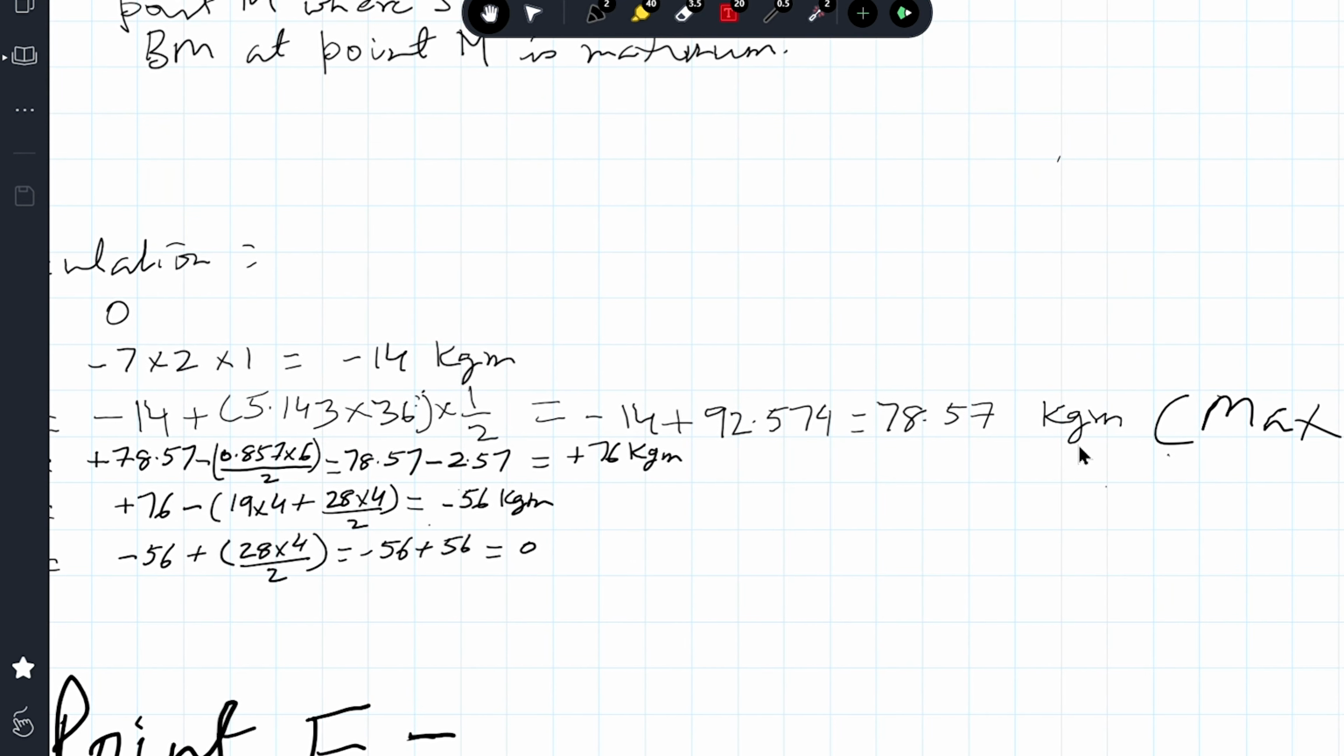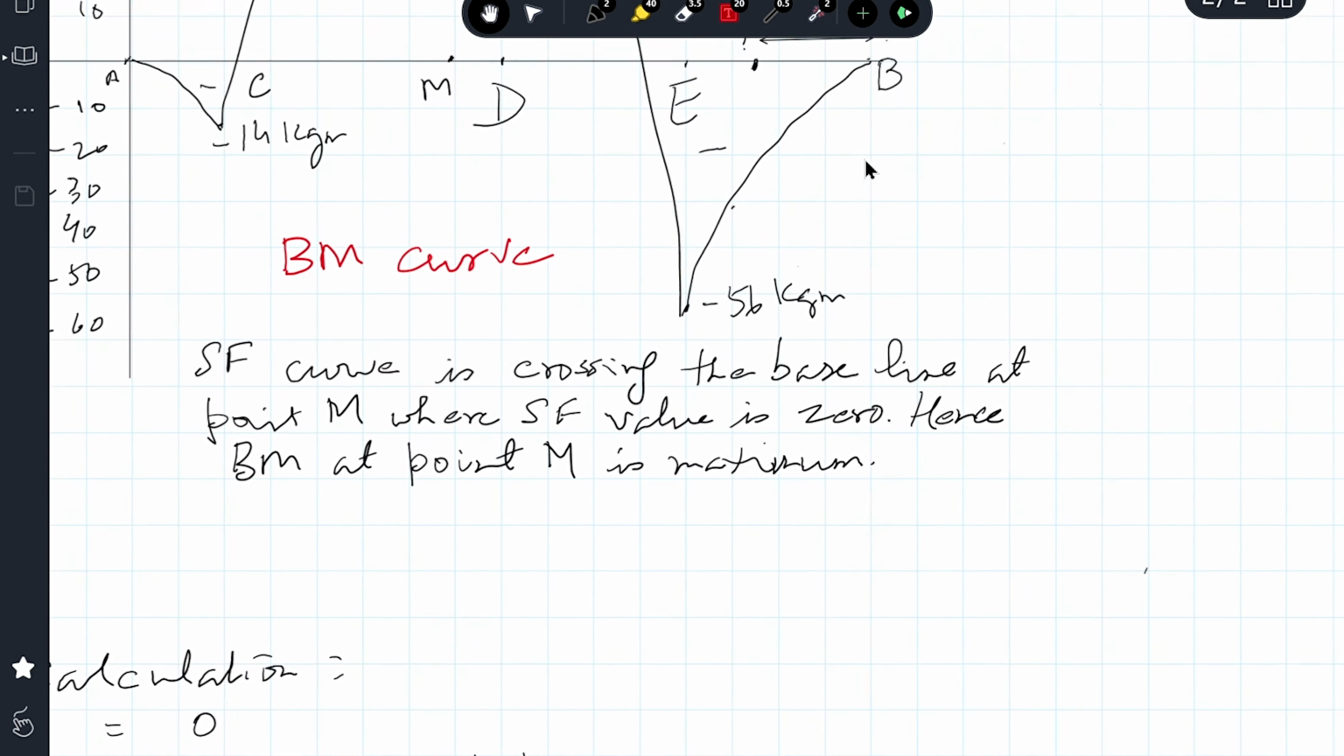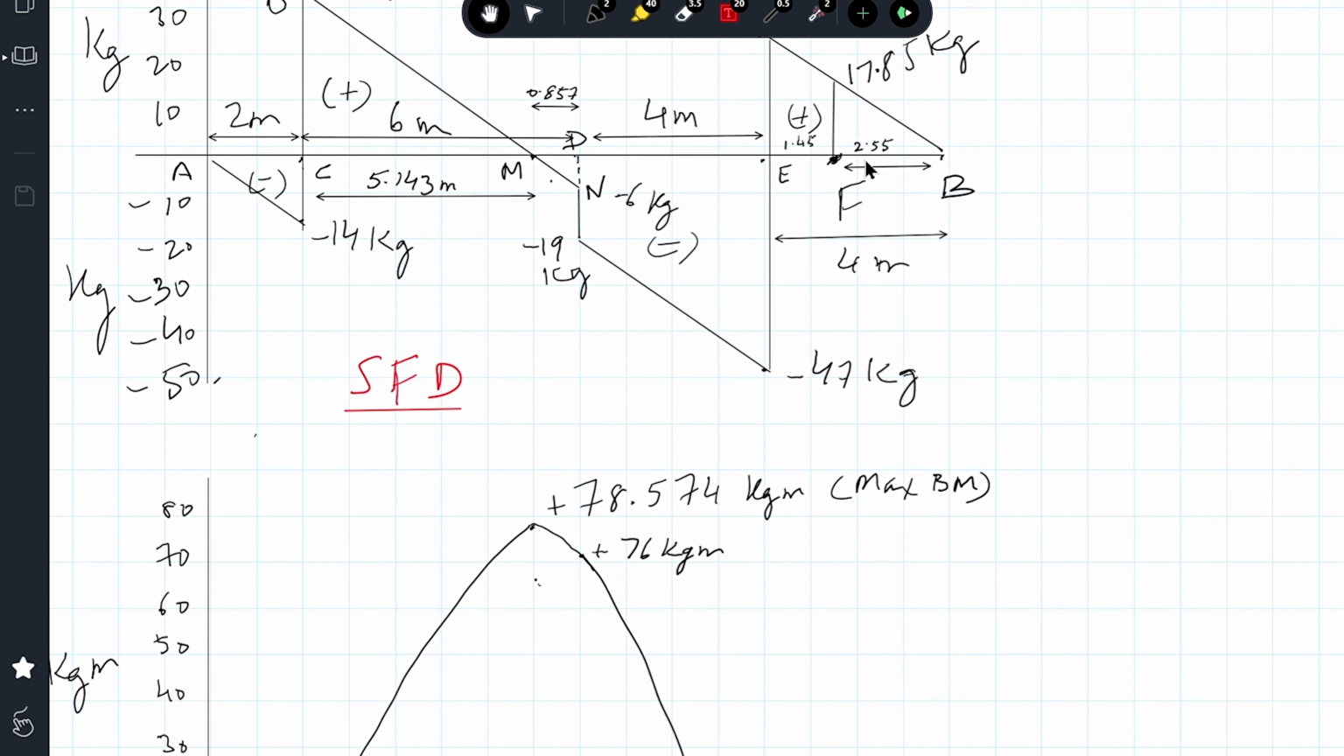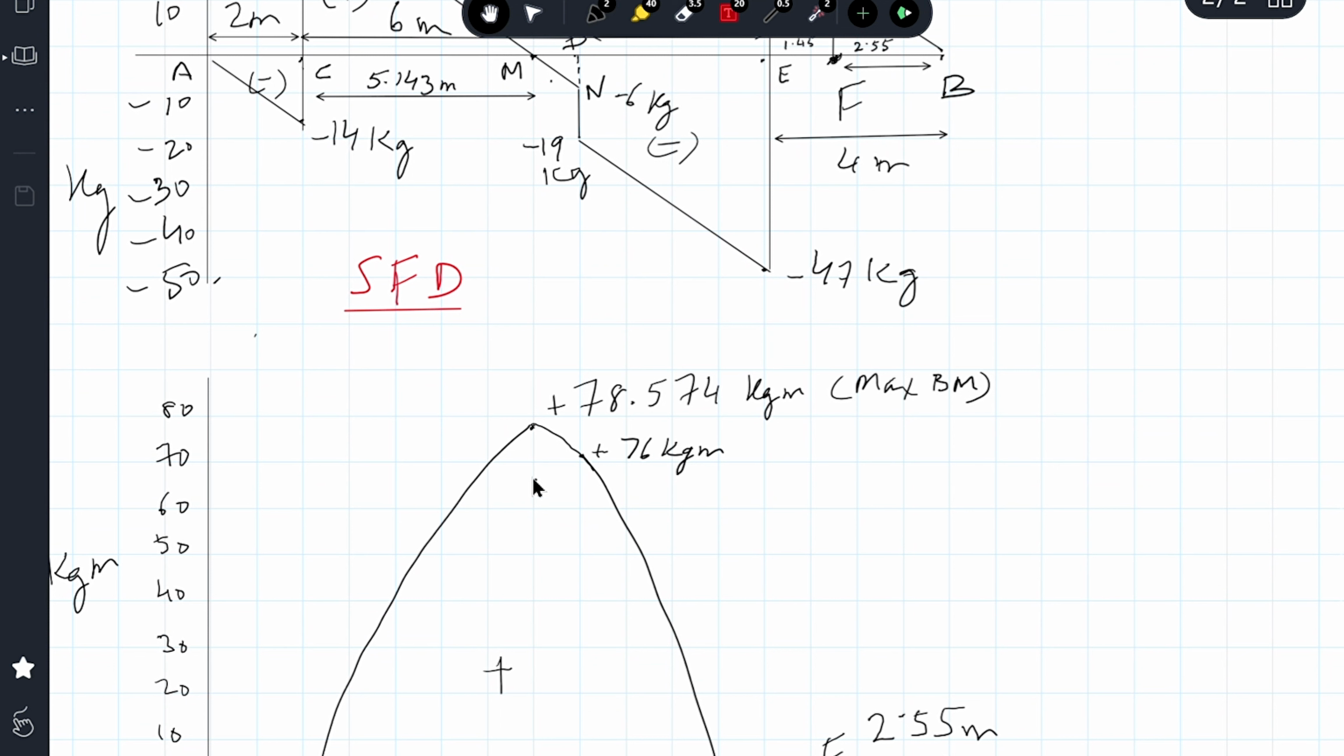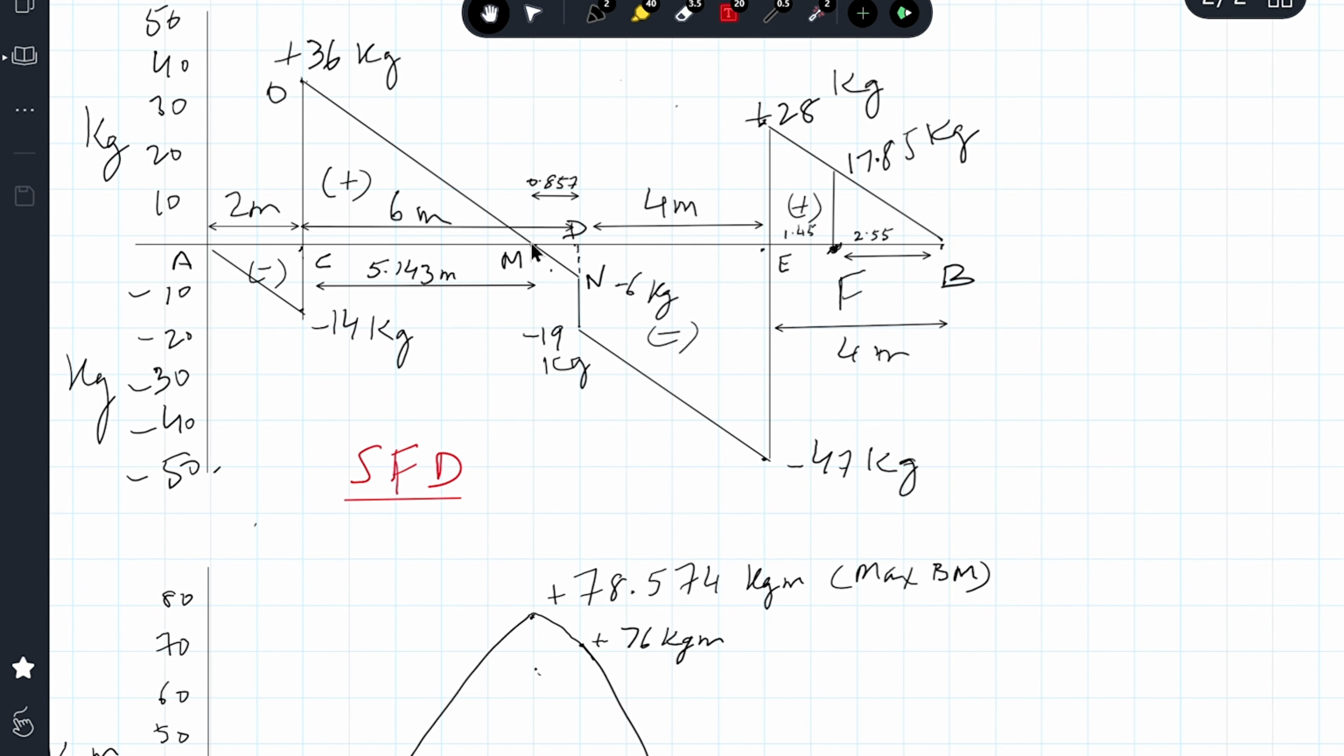78.57 kg meter is the bending moment at M, which is the maximum bending moment, because at this point M, you can see SF curve is zero. So the BM will be maximum here. If we don't include this point and we go straight to point D on our beam, the curve would have been wrong. Curve would have gone like this. That's why it is very important that if SF is changing direction from positive to negative or negative to positive, and the SF curve becomes zero here, that point must be calculated, because the bending moment will be maximum over there, the peak of the curve.